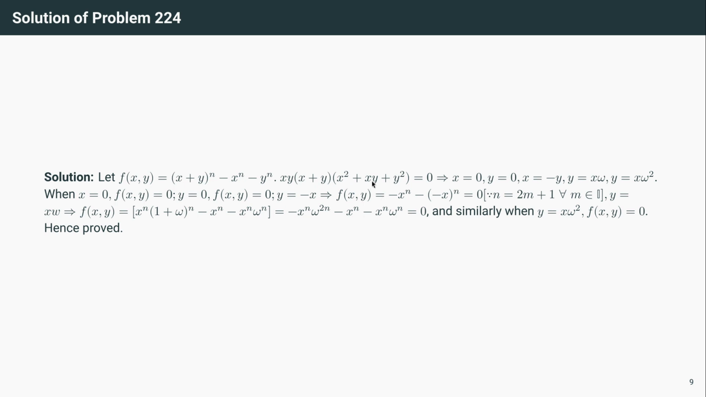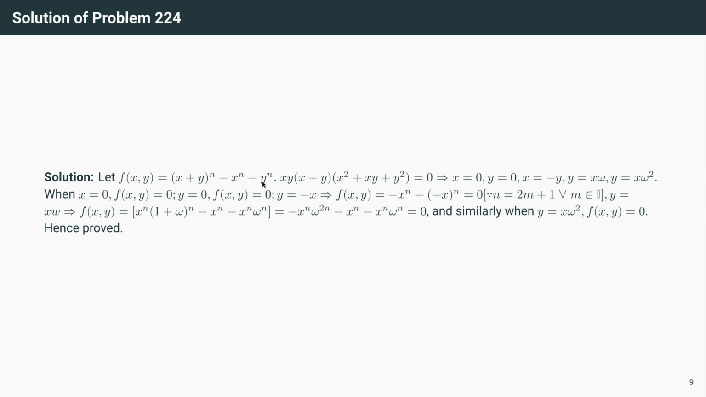And from x square plus xy plus y square, we have y is equal to x omega and y is equal to x omega square. Now we start substituting them. X is equal to 0 will become 0 because this term will become y to the power n, this will be 0 and this will be y to the power n. Similarly, if y is 0, it is 0. And if y is equal to minus x, then this will become 0.